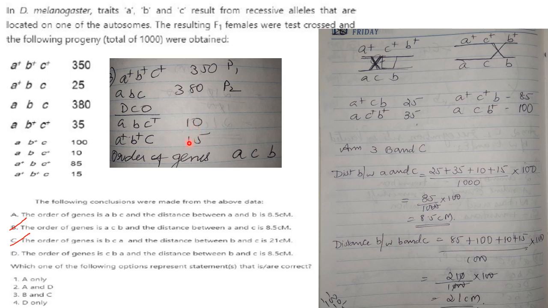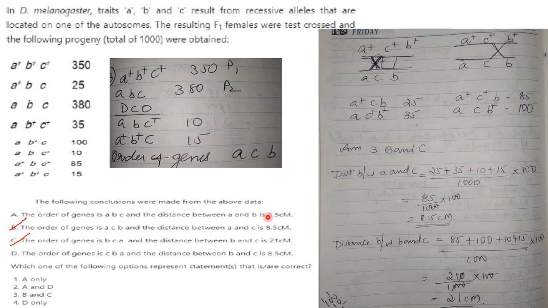So order of the genes, if you see here, the C is changing position. So C will come in the middle, flanked by A and B or B and A also. So it can be ACB or BCA. So the order of the genes is ACB, that is correct. Order of genes is BCA, that is also correct.